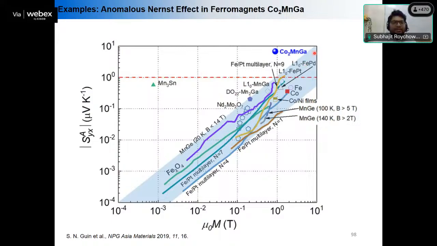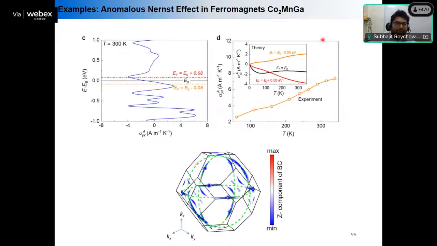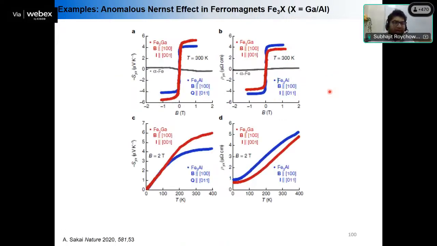So if this blue shaded line is followed, it means it is just a simple ferromagnet with magnetism, and I'm getting the anomalous Nernst effect. But you can see here Co2MnGa does not follow that. This gives a very large Berry curvature contribution in this material, and that was confirmed by theory. This is the Berry curvature calculation, and then they calculated the anomalous Nernst conductivity.